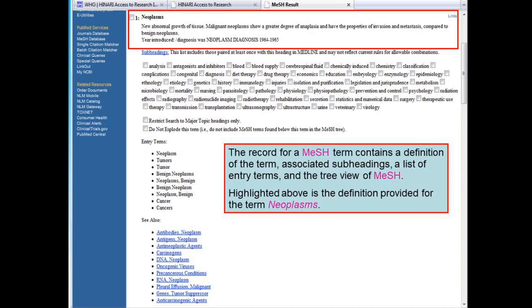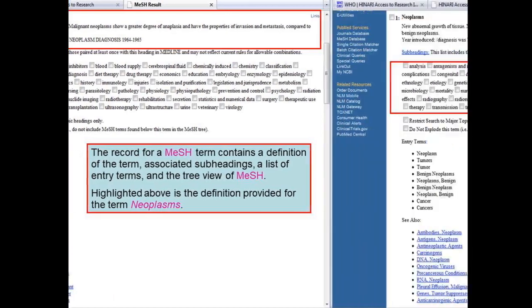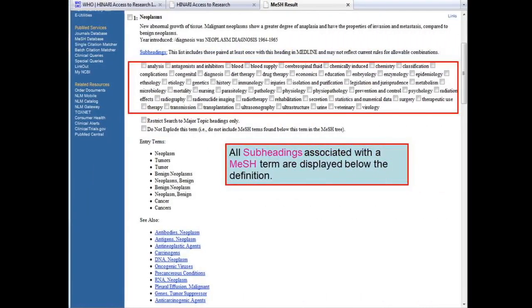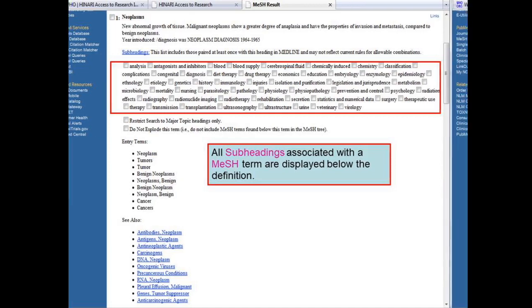So this is the definition of the term. These are the subheadings, that is the qualifiers, and these are the entry terms. They are not the MeSH terms. Remember, the entry terms, I told you, are cross references, and they are See Also terms. And this is the tree structure of the MeSH terms. You get all these details by typing a single keyword. All subheadings associated with the MeSH term are displayed below the definition.